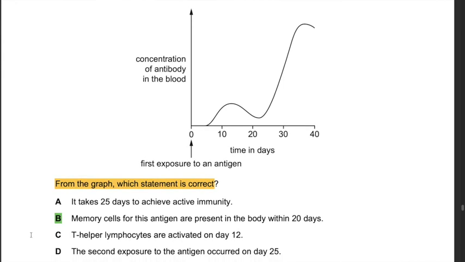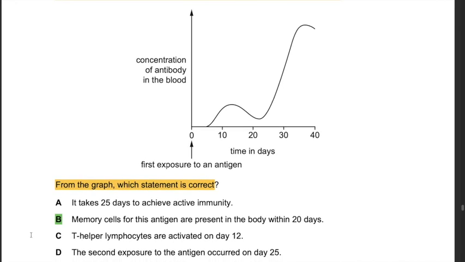If we go to our answers C and D. C. T helper lymphocytes are activated on day 12. That we cannot say from the graph. And D. The second exposure occurred on day 25. That again is not correct, as 25 lies between 20 and 30. However, the second peak starts before 25. Hence, the answer should be B.